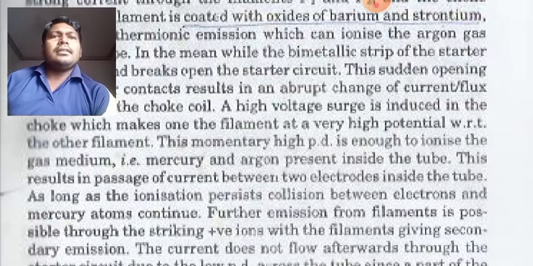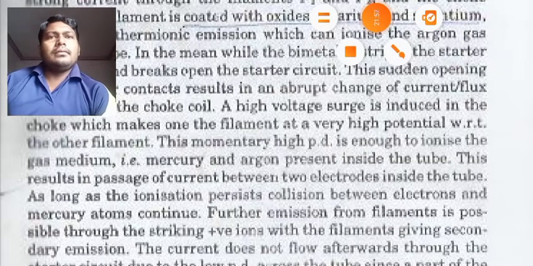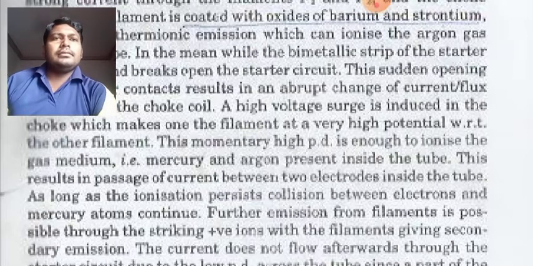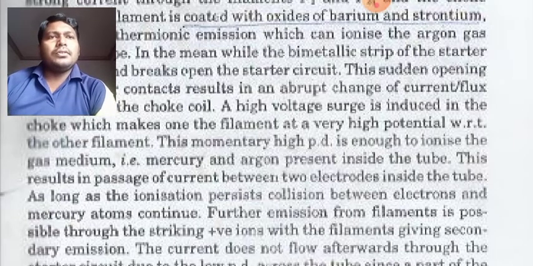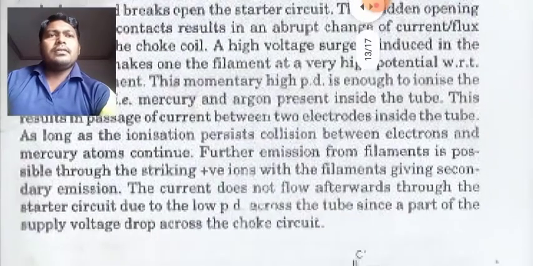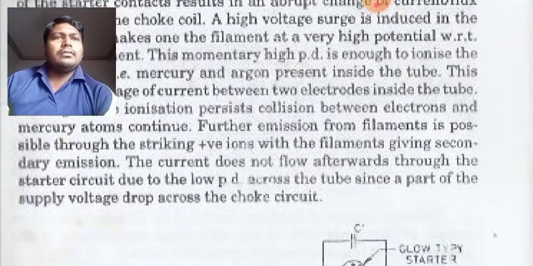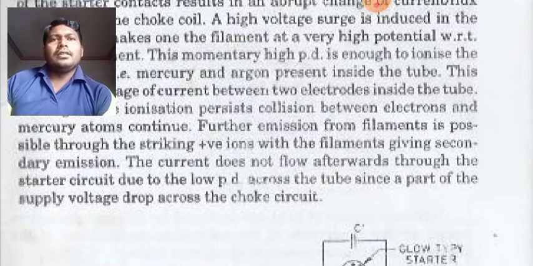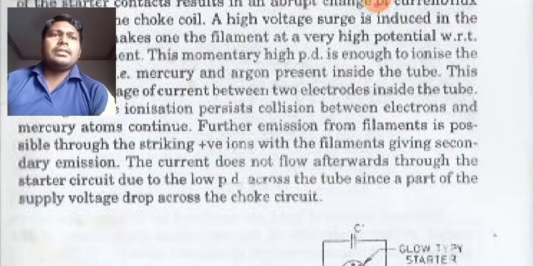As long as the ionization persists, collision of electrons and mercury atoms continues. Further emission from the filament is possible through the striking of positive ions with the filament, giving afterwards through the starter due to low voltage potential difference across the tube, since a part of the supply voltage is across the choke circuit.